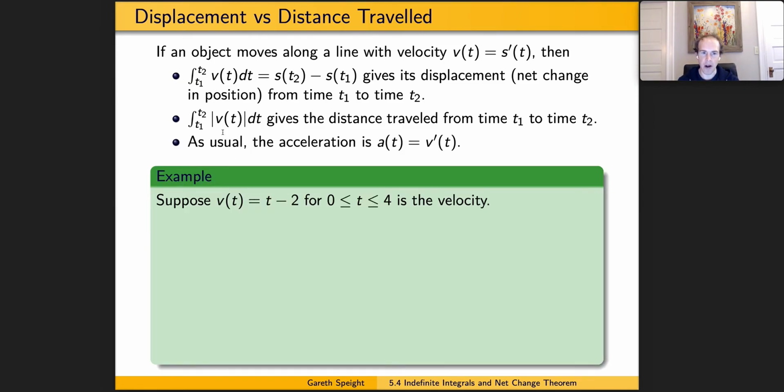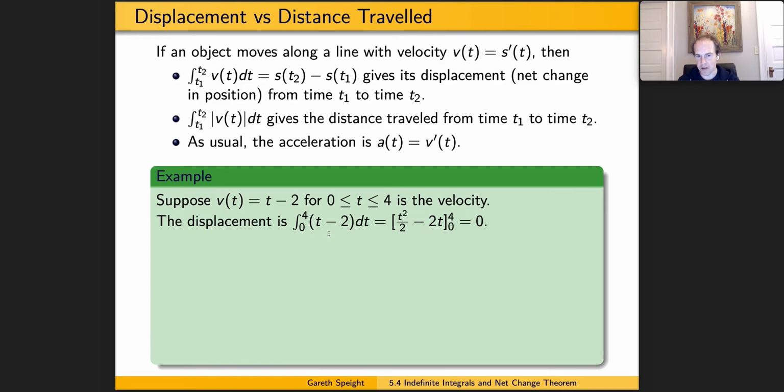So how do we integrate these absolute values that look kind of complicated? So let's suppose we have a particle which is moving with velocity v of t, which is t minus 2. How do we find the displacement? How do we find the distance traveled? So the displacement is easy. We just integrate along the entire interval.